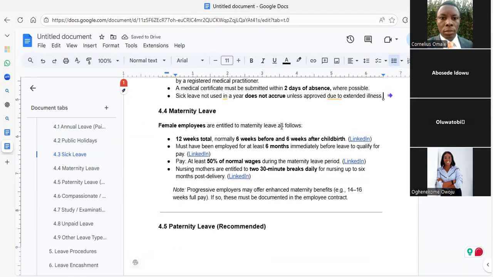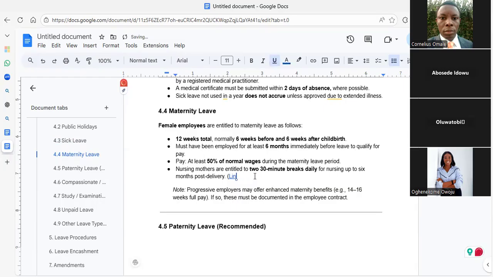Female employees are entitled to maternity leave as follows: 12 weeks total. That is normally 6 weeks before and 6 weeks after childbirth. Yes, that is for some people. Some wait until it's just a few days to their delivery before they leave. If it's like that, those people are entitled to their 3 months leave, which is still 12 weeks.